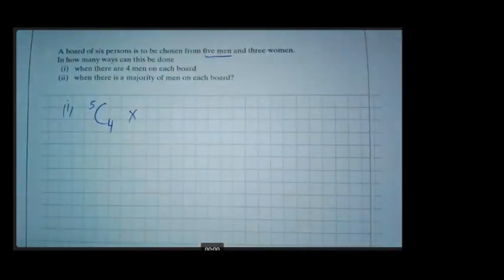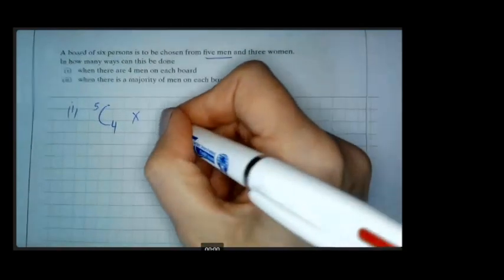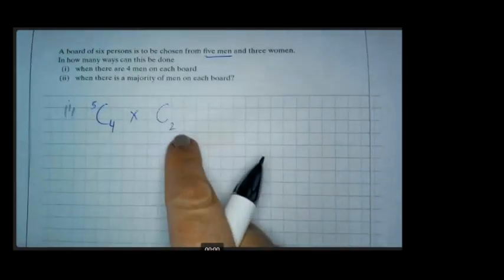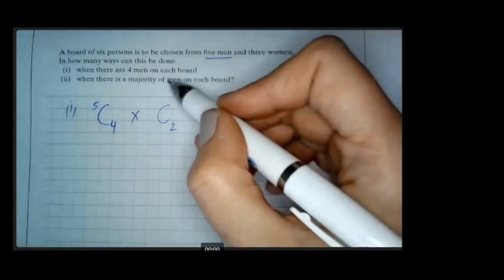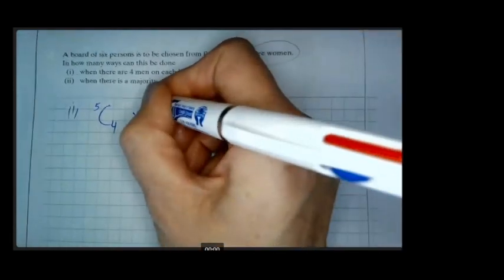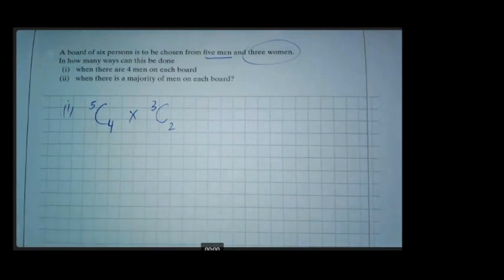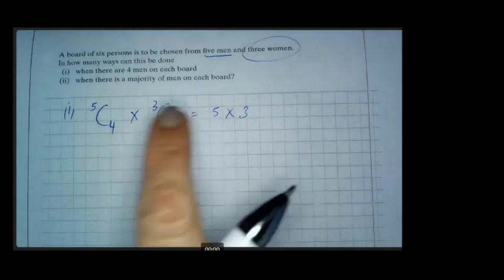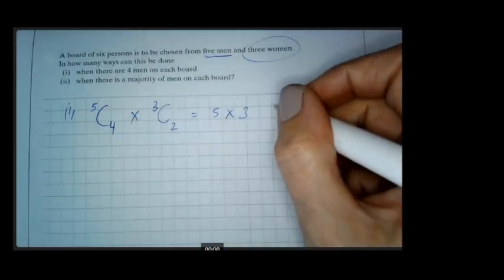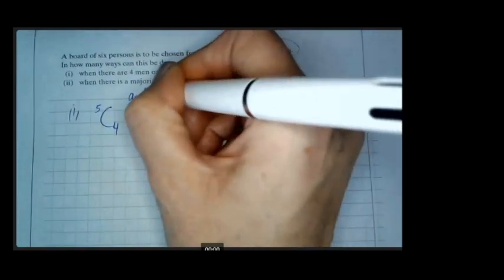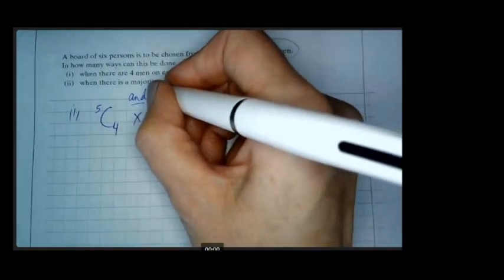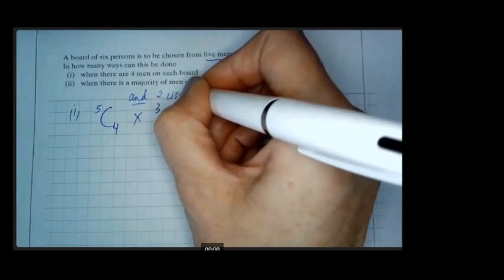And there's got to be 6 people on the board. So if I have 4, I need another 2 then. So if I have 4 men, 2 of them would have to be the women, and I can choose 2 women then from the 3 women available. So it's going to be 5 choose 4 times 3 choose 2, and that is 5C4 is 5, 3C2 is 3, so 5 times 3, because remember it would be 4 men and 2 women. Let's write that up here.